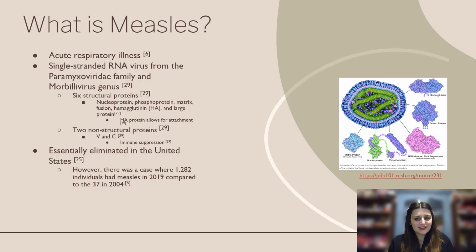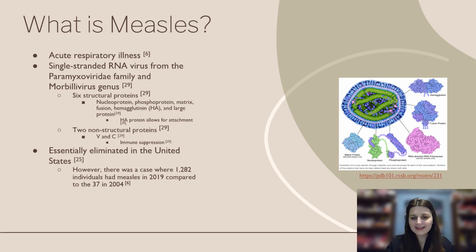So what exactly is measles? Well, it's an acute respiratory illness caused by an RNA virus. This virus has 6 structural proteins, with the key protein of interest being hemagglutinin, as it allows for attachment within the host. There are also 2 non-structural proteins that cause immune suppression.